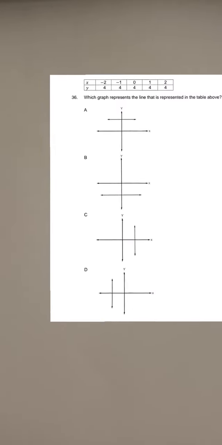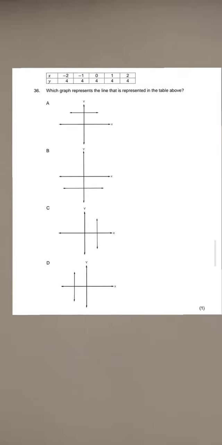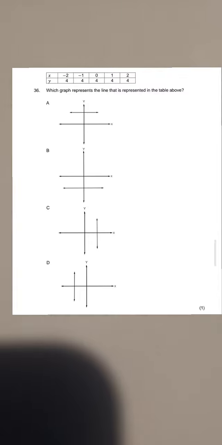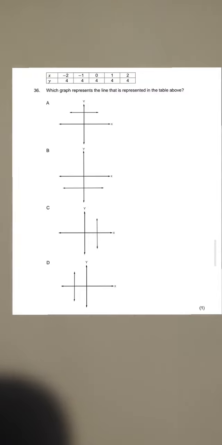Now I'm expecting you guys to actually look at the table. The table has x values -2, -1, 0, 1, and 2. So your x values come from the negative side all the way to the positive side. But look at your y values. Your y values are the same. In other words, your y values are constant.